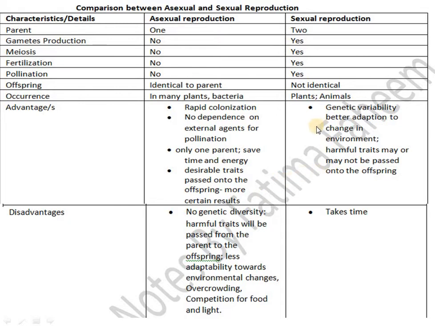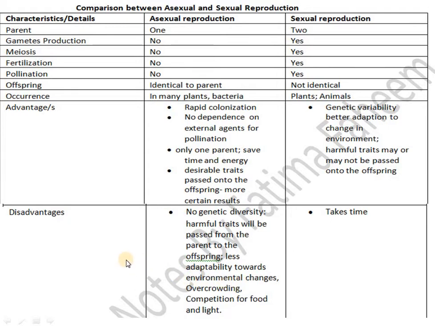On the other hand, in sexual reproduction, we see genetic variability. The offsprings would be better adapted to the changing environment. Harmful traits may or may not be passed on to the offspring. So there is some kind of uncertainty here. The genetic variability gives you a number of offsprings with difference in their genetic material. How about the disadvantages of asexual and sexual reproduction?